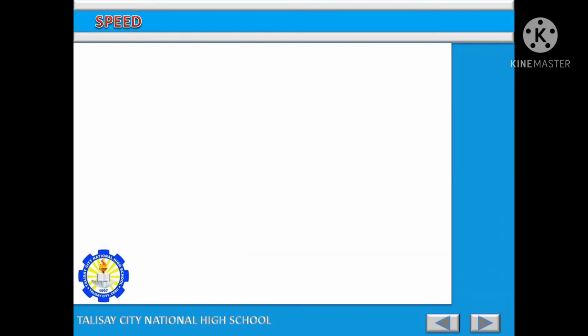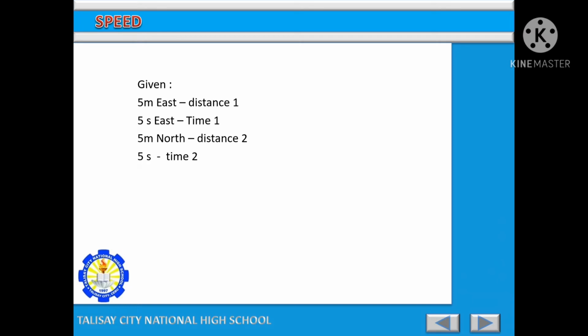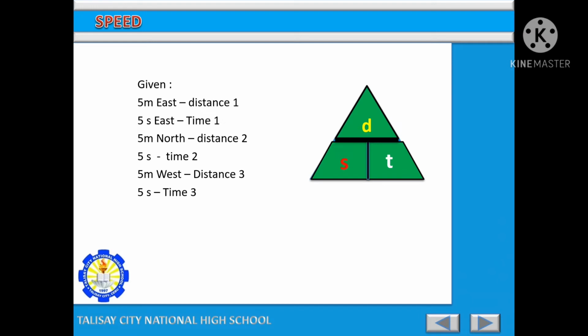The givens in the problem are as follows. 5 meters to the east, that's distance 1. 5 seconds to the east, that's time 1. 5 meters to the north, that's distance 2. And 5 seconds going to the north is time 2. 5 meters west is distance 3. And 5 seconds to the west is time 3. So what is being asked in the problem is actually the speed.